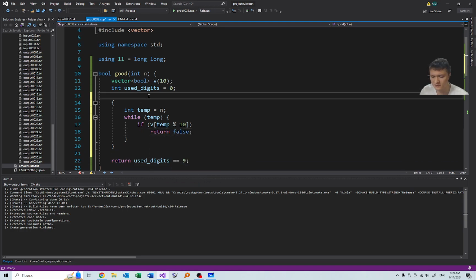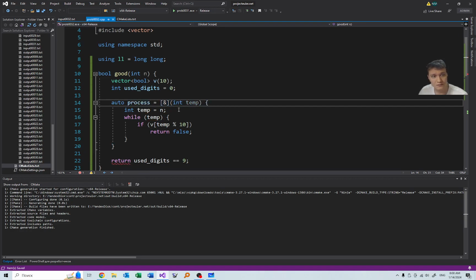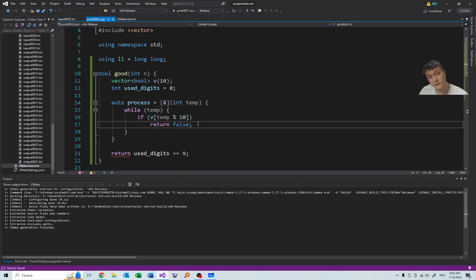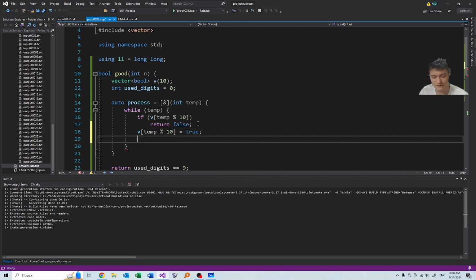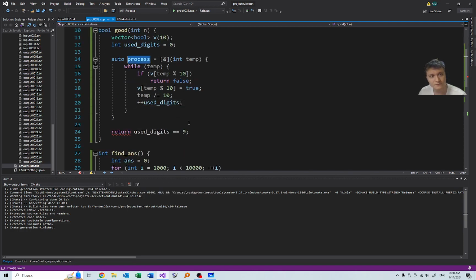Actually, let's write it as a function. Auto process, int temp, while temp, if this, then we return false. Otherwise, we say that v of temp % 10 is true, temp divided equals 10, and plus plus used digits. So we need to process it.